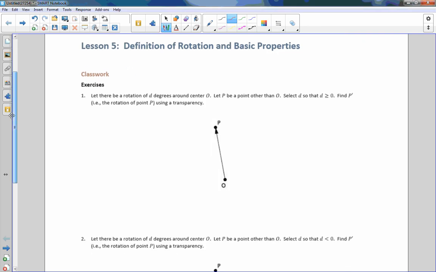So we've already done translations, which are just shifts or slides, moving an object without turning it in any way, shape, or form. And then we did a reflection over a line. And now we are going to do a rotation.